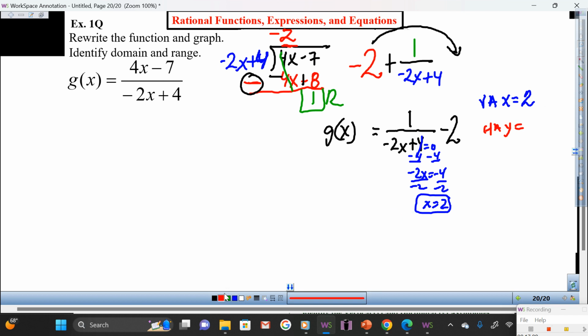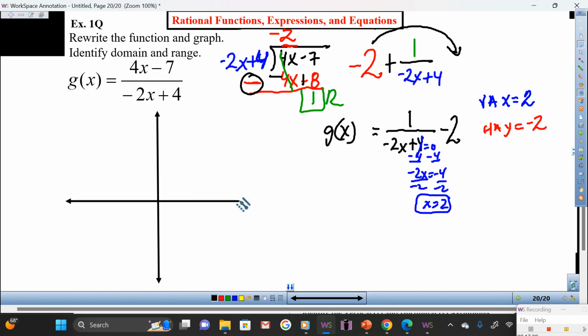And everyone, our HA is? Everyone? Negative 2, yes. All right, so let's plot those. Let me make my coordinate plane over here. All right, so we got negative 2 on y and negative 2, 1, 2. And positive 2 on x, 1, 2.